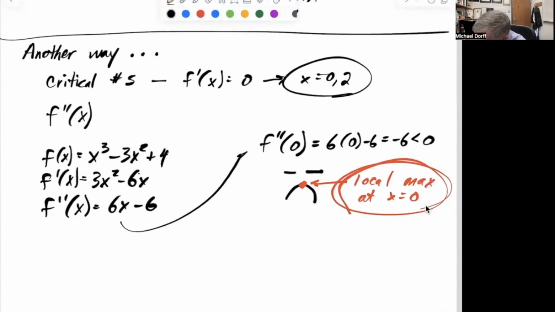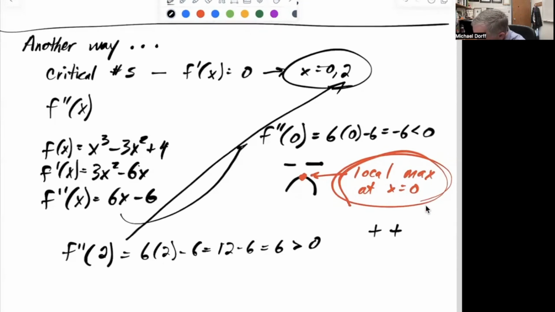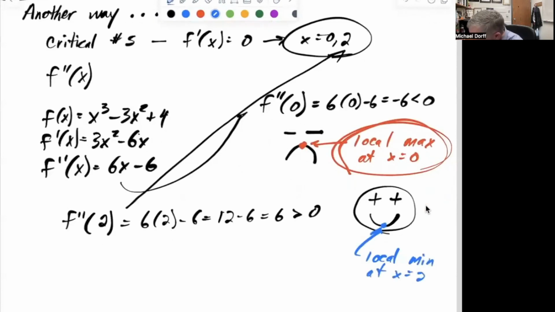If I take the second derivative now and evaluate it at my other critical number, 2, then I've got the second derivative is 6x minus 6, so 6 times 2 minus 6, which is 12 minus 6, which is 6, which is greater than 0. So I've got positive, because it's greater than 0, so I use positive. I have two of those, smiley face, and when I have that, I've got a local min at x equals 2.